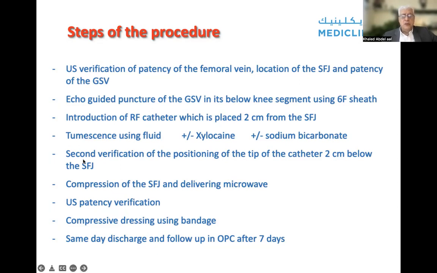I personally do compression of the saphenous femoral junction during the delivery of the microwave. Why? In order to assure that the heat is expended to the whole wall all around. And secondly, to continue ablation for 2-3 centimeters, making sure that blood is clotted inside and the vein is completely cauterized from inside, avoiding the possibility of migration to the pulmonary artery or producing pulmonary embolism.